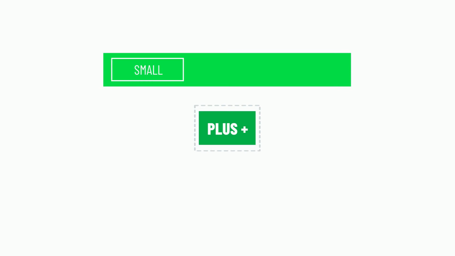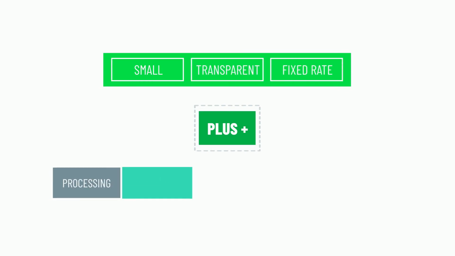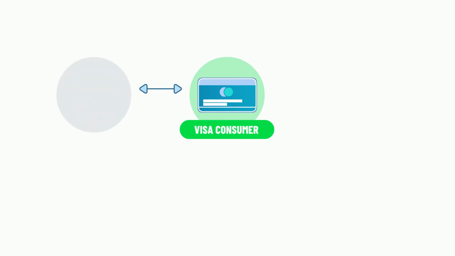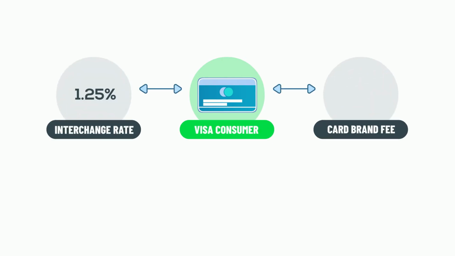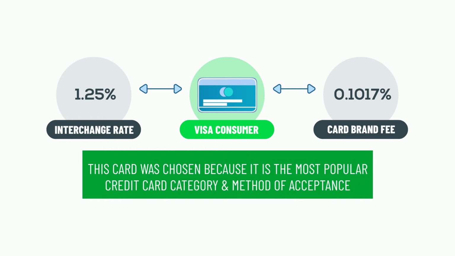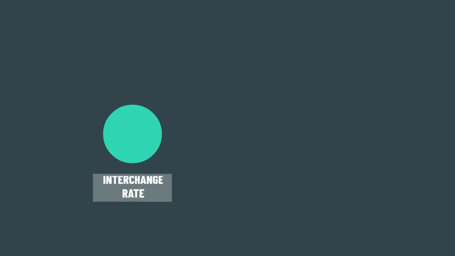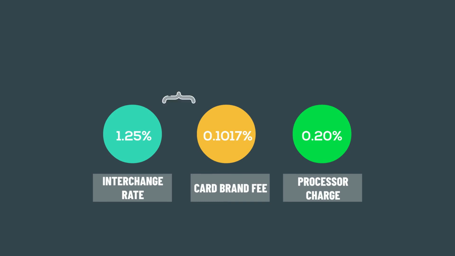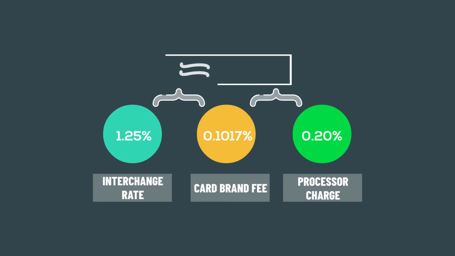Next is the plus part of the transaction. Processors charge a small, transparent, fixed rate for transaction processing, clearing, settlement, reporting, and customer service. As an example, the current interchange rate for a regular Visa consumer card accepted in person is 1.25%, and the card brand fee is 0.1017%. This card was chosen because it is the most popular credit card category and method of acceptance. In addition to the interchange fee and card brand fee, a processor might charge 0.20%. This would make the total rate for that transaction approximately 1.56% for a business to accept payment from that card.